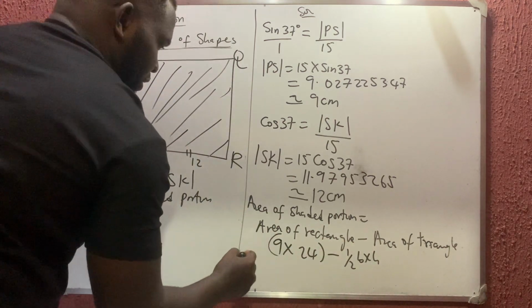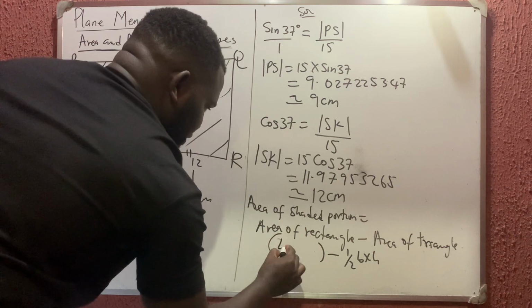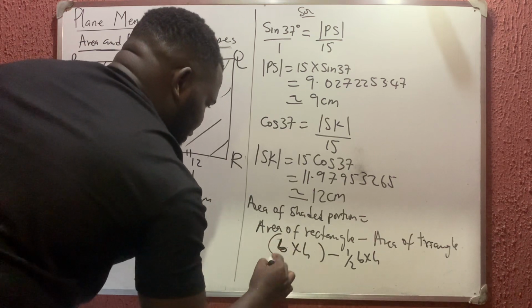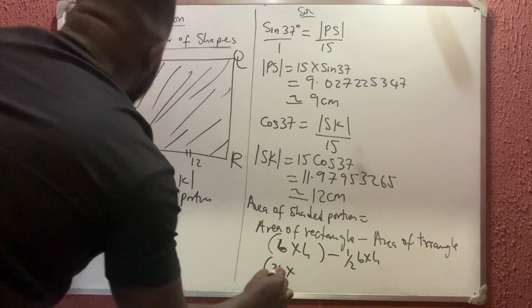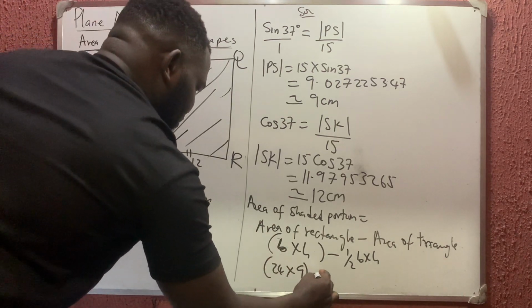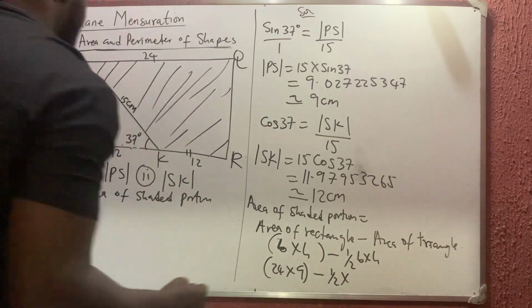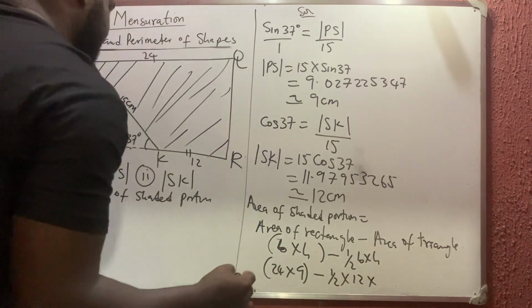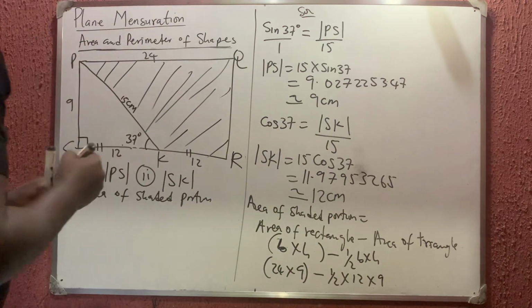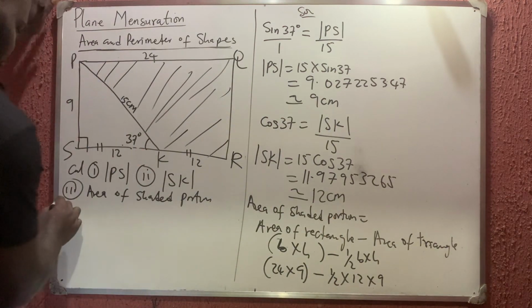Don't forget, this one is just base times height. So here the base is 24 times the height is 9. Okay, minus 1 over 2 times half base. The base here is 12 times the height here is still 9. Okay, so permit me to finish it up here.